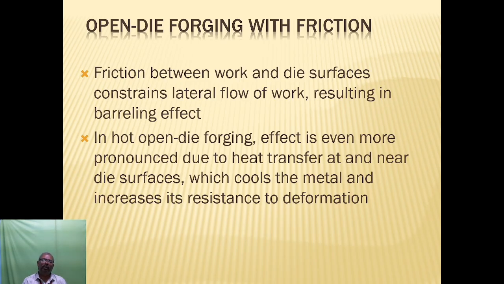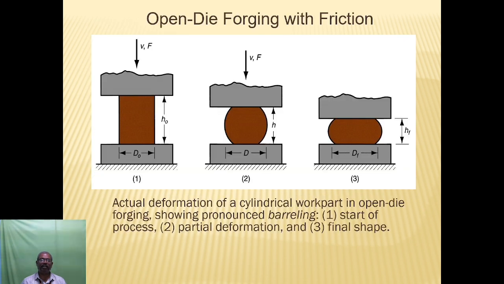The open die forging with friction. The friction between work and die surfaces constrains lateral flow of work, resulting in barreling effect. In hot open die forging, the effect is even more pronounced due to heat transfer at and near die surfaces, which cools the metal and increases its resistance to deformation.